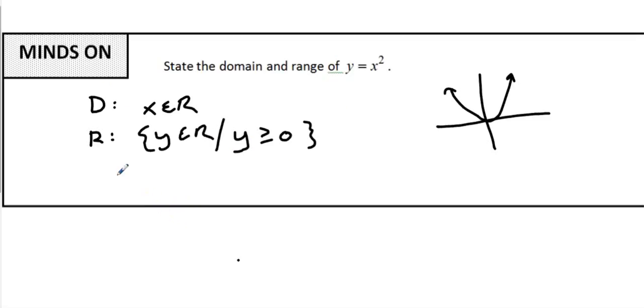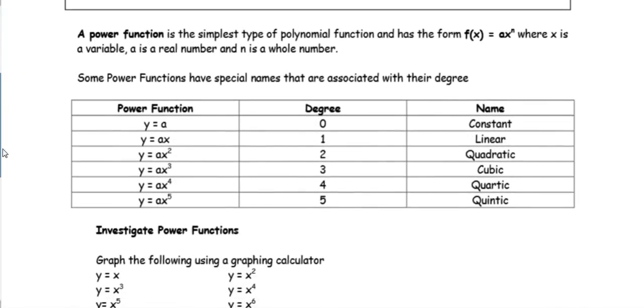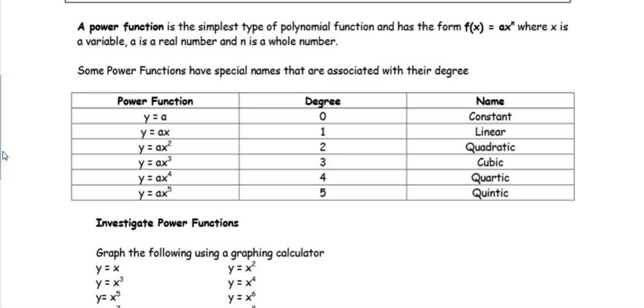Okay, so that's our Minds On. Let's start the lesson. There's our learning goal. And so we talk about the definition of a power function. It's just the simplest type of polynomial function. So a power function is a type of polynomial function, but a polynomial function is not necessarily a power function. Just like a square is a type of rectangle, but a rectangle is not necessarily a square.